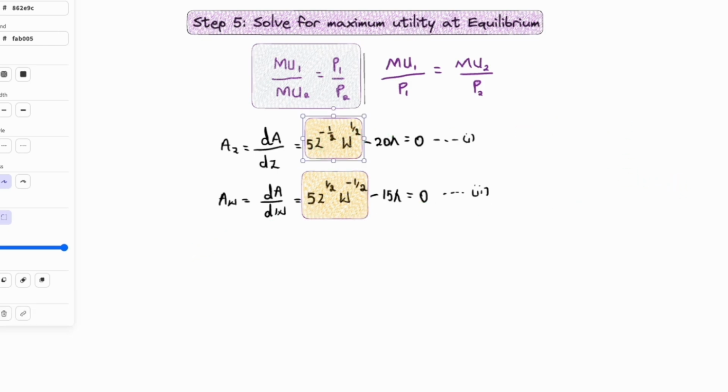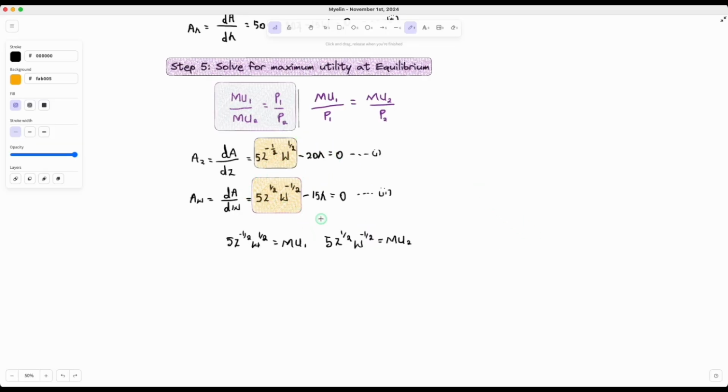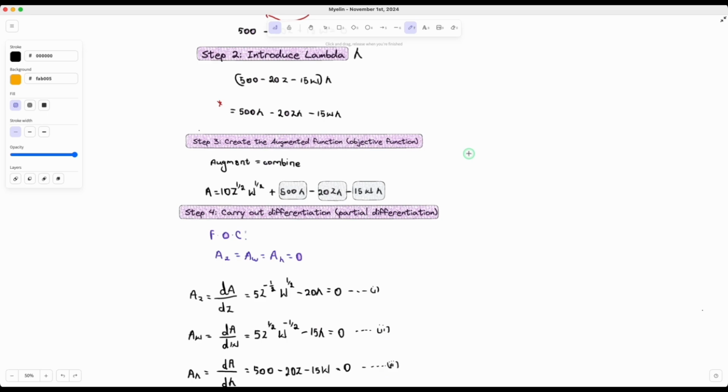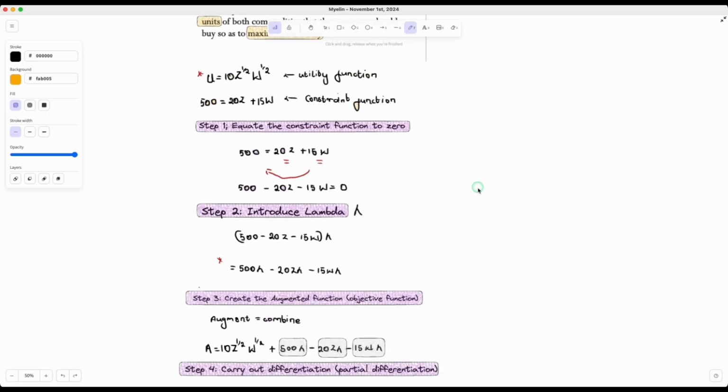So I'll establish that clearly. The section of the function that I've just identified, 5z to the power negative a half, w to the power a half, is marginal utility 1. And the next one, 5z to the power positive a half, w to the power negative a half, is marginal utility 2. The prices, if you can take a guess, are what had been indicated earlier in the question. The price per unit of z is 20 cash links and the price per unit of w is 15.